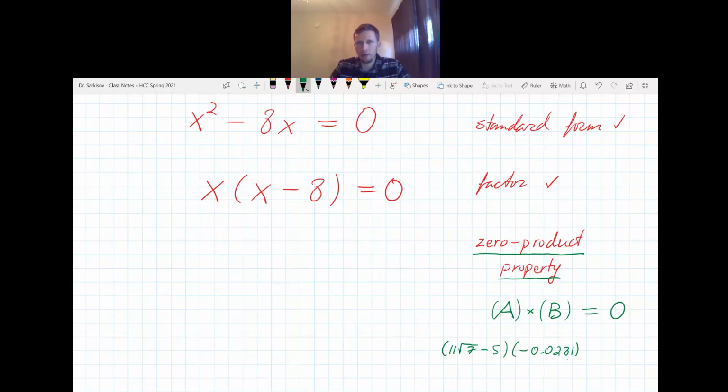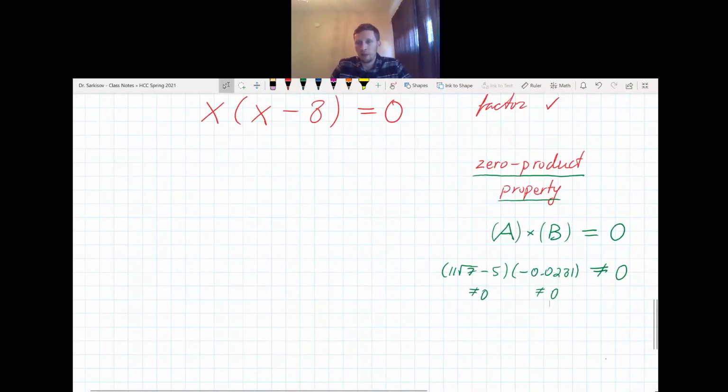If I do that and I put it in the calculator, guess what? I'll get something if I'm careful with it. But it's not going to be equal to 0. That's all I care about. It's not equal to 0 because this is not 0, right? That's not 0. You'll see it's not. And this is not 0. I mean, after all, it's 0.0281. It's not 0 exactly. So what's the zero product property telling me?